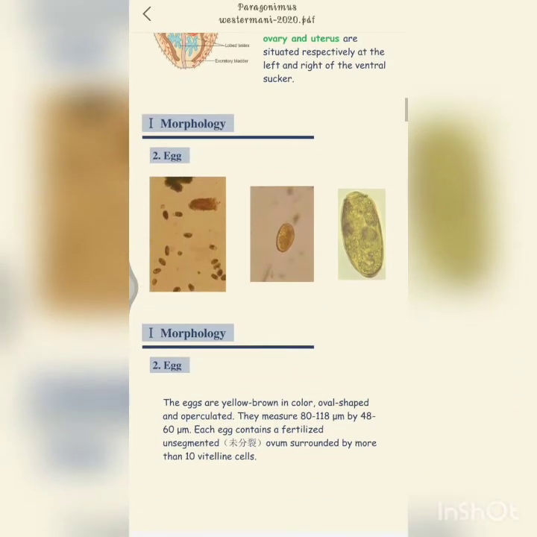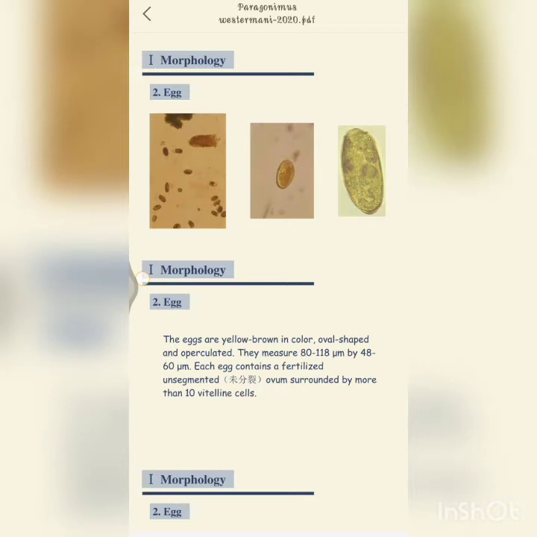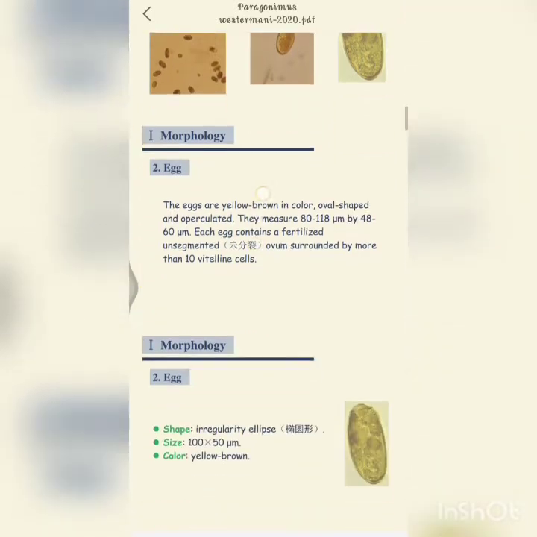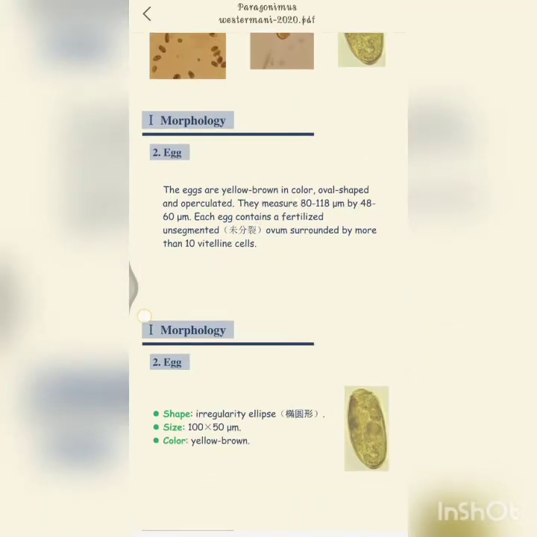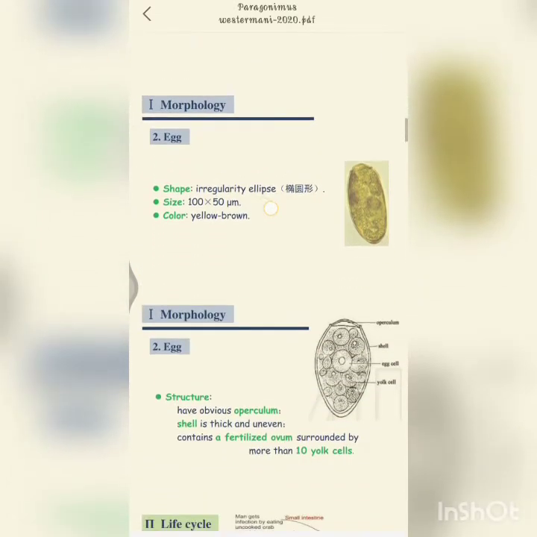Next, eggs. You can see the eggs. This is a 10x40 magnification. The eggs are yellow brown in color, oval shaped and operculated. They measure 80 to 118 μm, and each egg contains a fertilized unsegmented ovum surrounded by more than 10 vitelline cells, that is yolk sac cells.